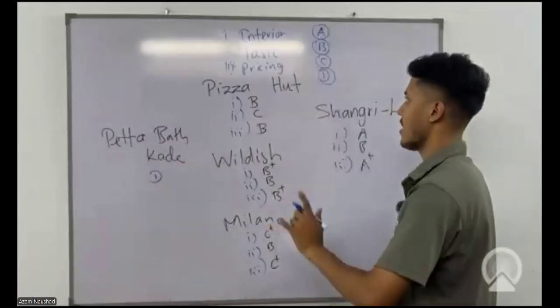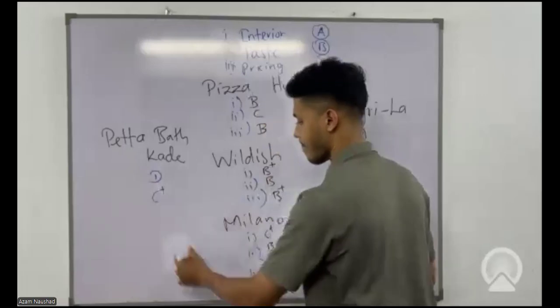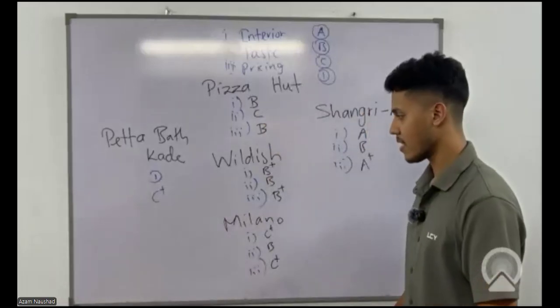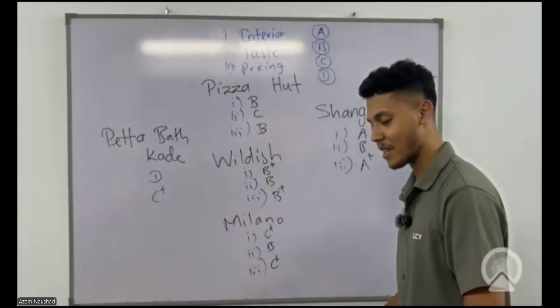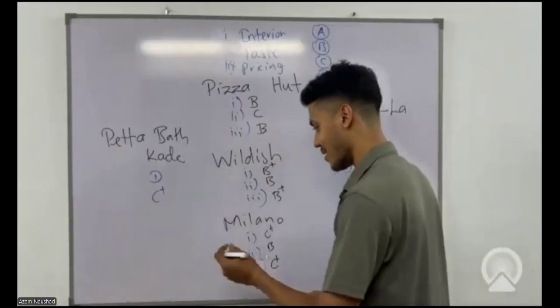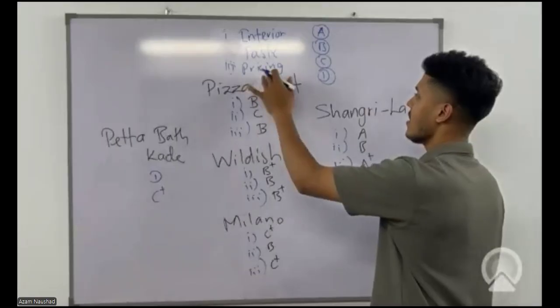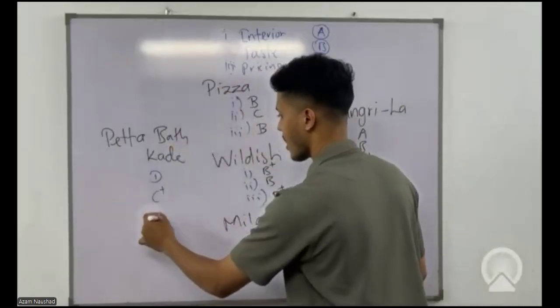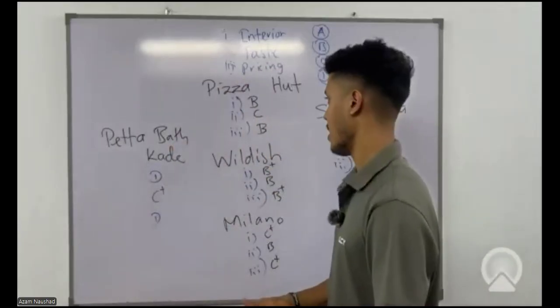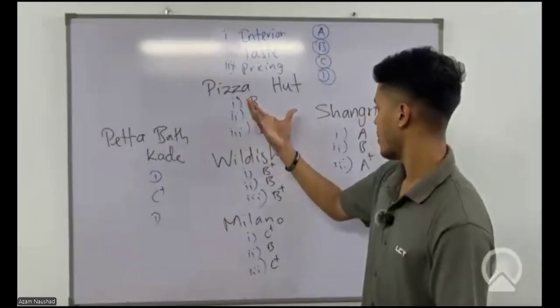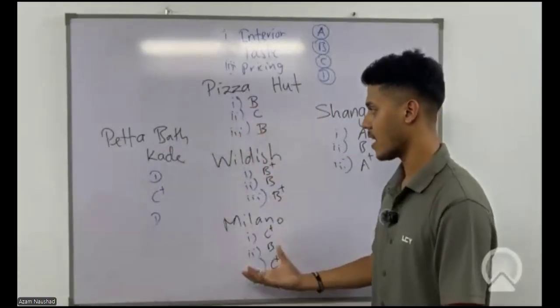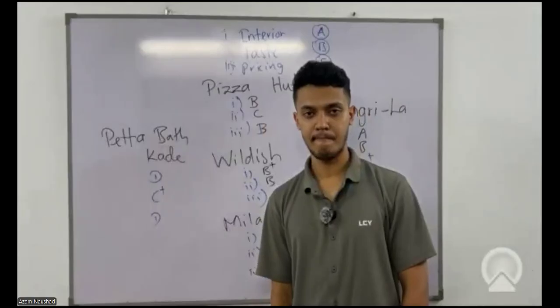What about the taste? I would say C plus. Sometimes with the old oil, and sometimes with stones and everything. Anyway, pricing, I would say D. You can find goods for very cheap. So this is the analysis of Pizza Hut, Shangri-La, Wild Dish, Milano, and Petabat Kade.